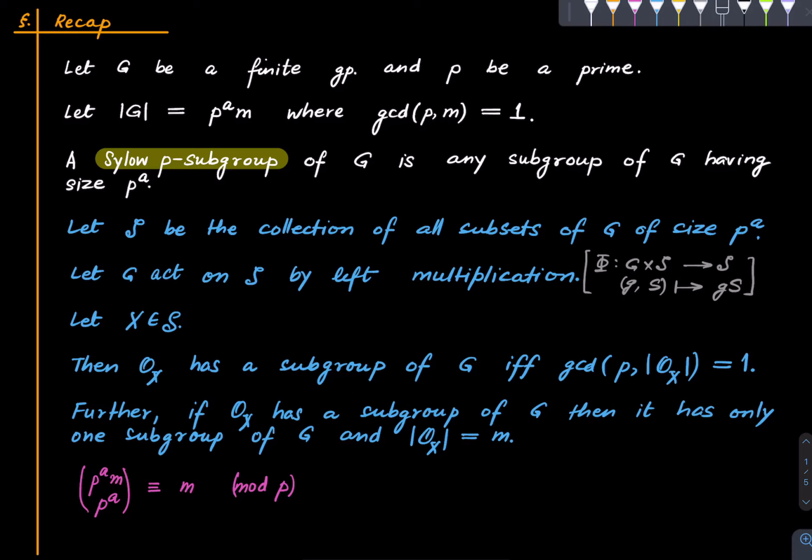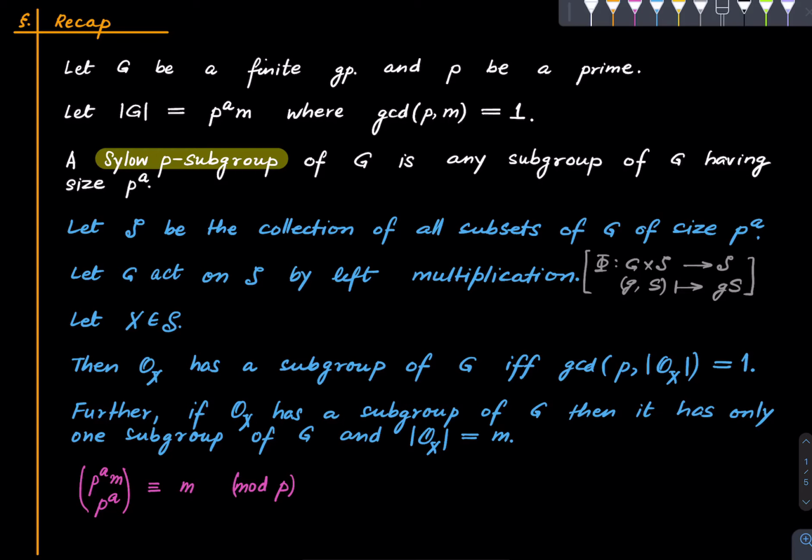All right, and now we saw a lemma after this definition: if this is the collection of all the subsets of G of this size, then we can act on this fancy S by G by left multiplication. Basically, this is the action. You take any group element and any subset of size p to the a, and just translate that subset by g. Now, if we fix such a subset, then the orbit of that subset has a subgroup of G if and only if this happens, meaning the cardinality of the orbit is relatively prime to p. This is something that we proved.